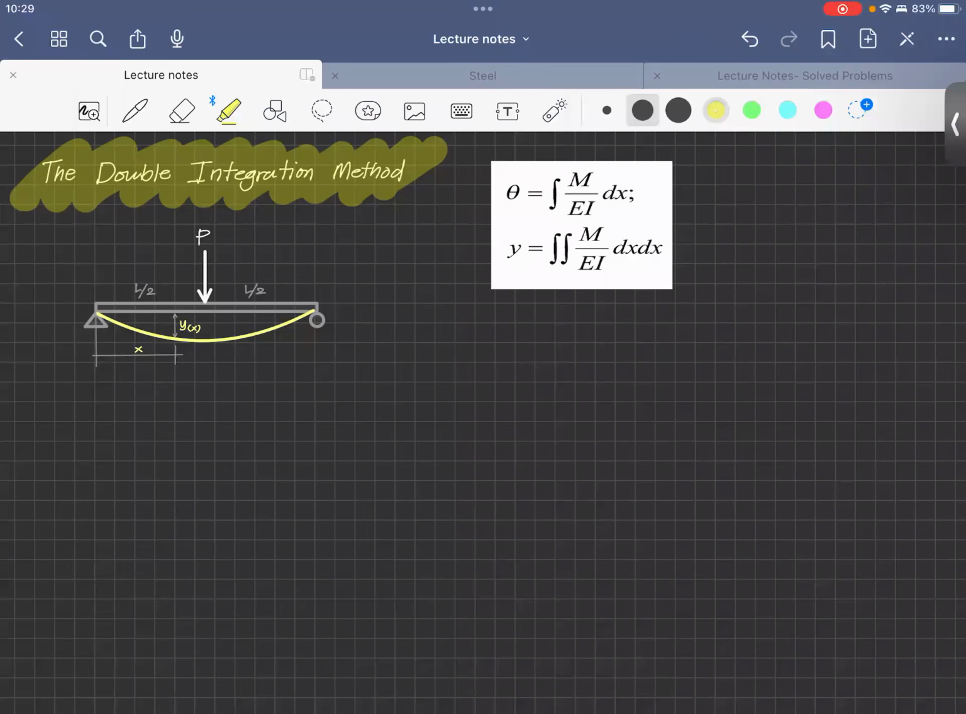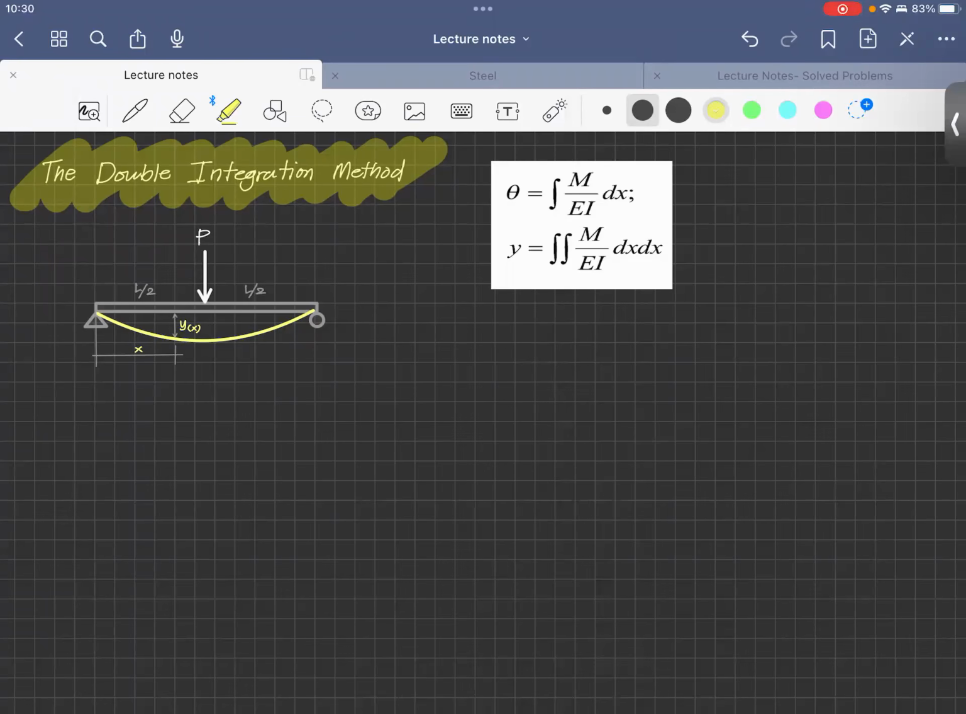Okay, so one of the methods under the geometric method in determining the deflection of beams is the double integration method. So this is the first method that I'm going to introduce. Before we start with the computation, I'm going to derive the equation first. As you can see here, we have the equation for the slope as the integral of M over EI dx, and the deflection denoted by y as the double integral of M over EI dx squared.